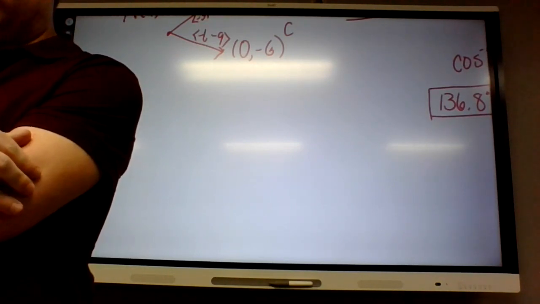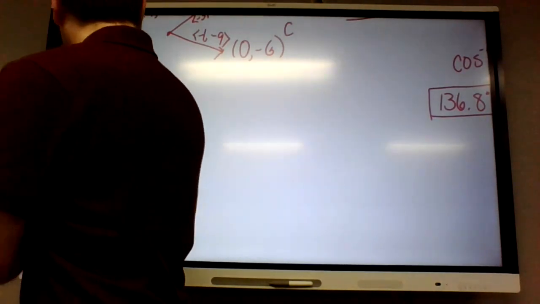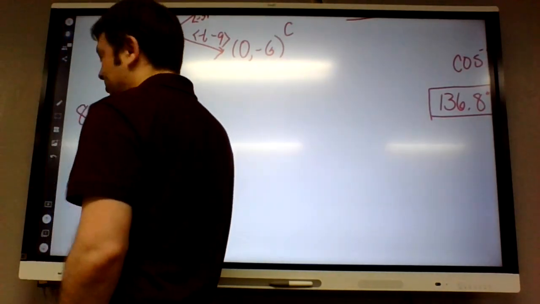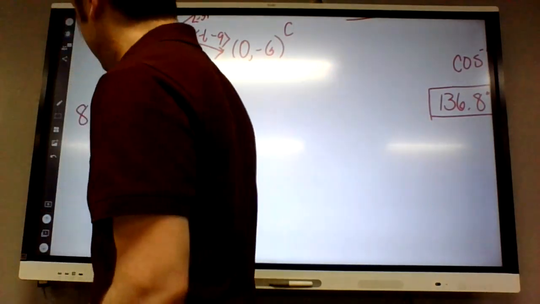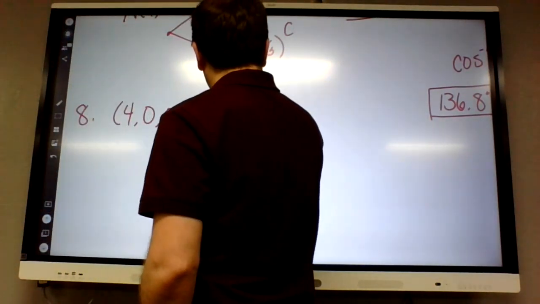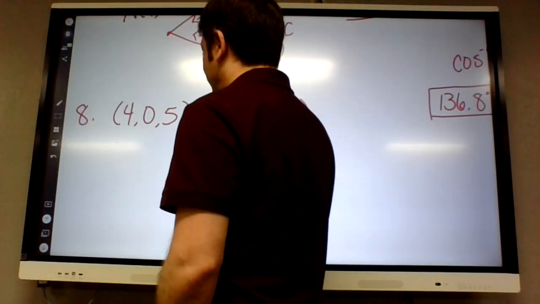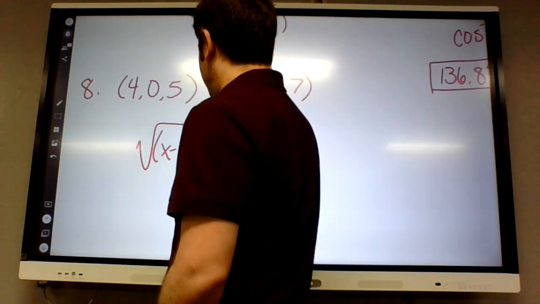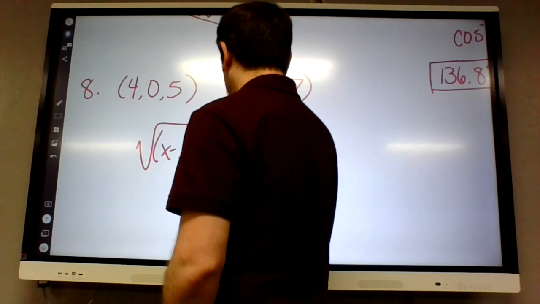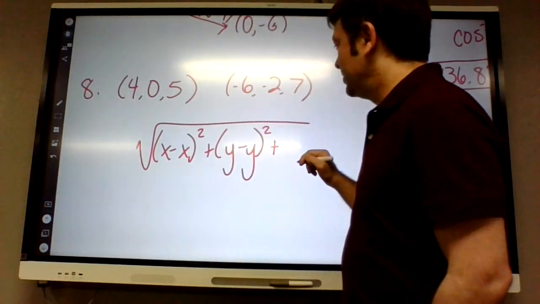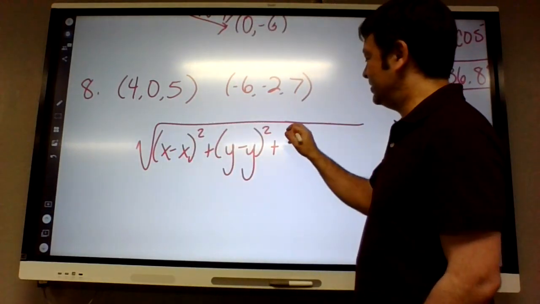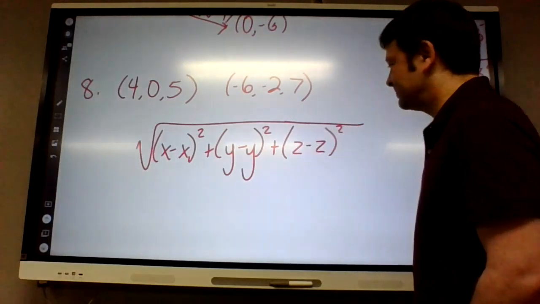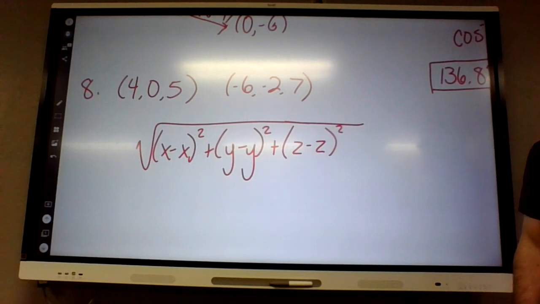Number 8. We are at the 3D thing. How do we find the length between 2 points? The same thing as normal length. The distance formula, but the 3D version. The normal distance formula was x minus x squared plus y minus y squared. But since we have a third coordinate, now it's plus z minus z squared.